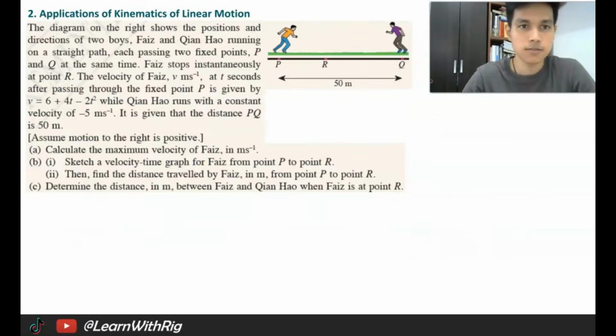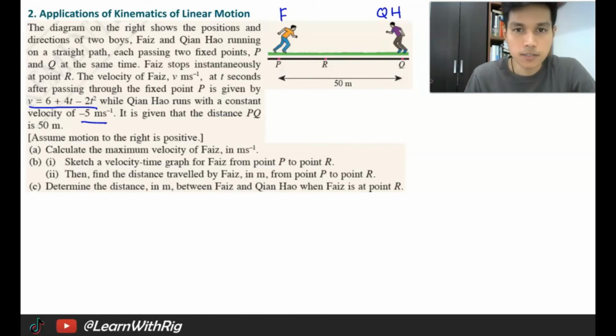Alright, next. The diagram on the right shows the position and direction of two boys, Far East and Chen Hao, running on a straight path, each passing 2 fixed points. So there are 2 persons here. One is at P, one is at Q. So Far East stops instantaneously at point R. The velocity of Far East after passing through the fixed point P is given, so they gave the function for Far East. And then Chen Hao runs at constant velocity of negative 5. So you see it's negative, right? So you know this is Chen Hao, because he's moving to the left, right? So this would be Far East.